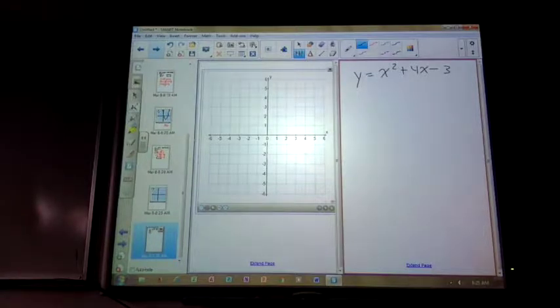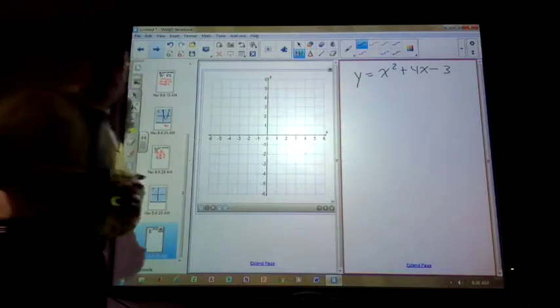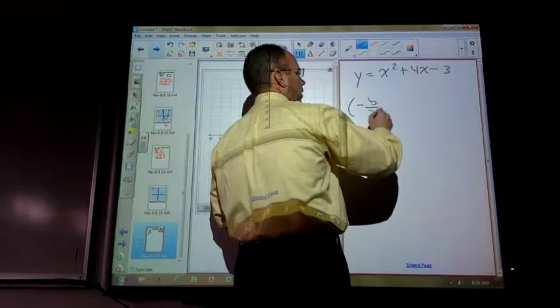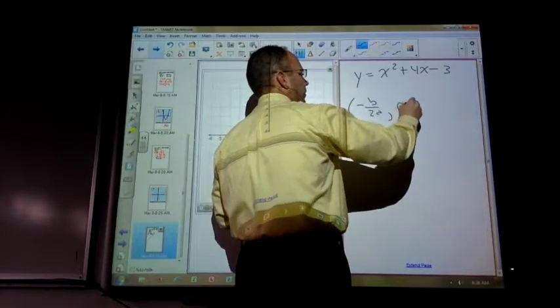So let's go through and start answering some of these questions. Find the axis of symmetry. I can't do that yet, can I? Find the max or min value. I can't do that yet. But I can probably start finding the vertex. So, where did we start finding the vertex? What was our original thing? Negative b over 2a, and then we plug it in, right?